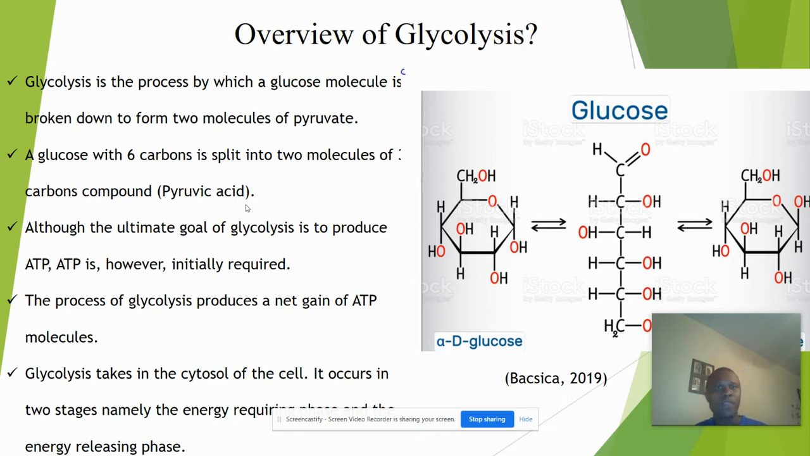Again, the ultimate goal of glycolysis is to produce energy. So it's also worth mentioning that the process of glycolysis produces a net gain in ATP. Otherwise, the process would be worthless if at the end we didn't have a net gain of ATP molecules. Glycolysis takes place in the cytosol of the cell. It occurs in two stages, and we usually break them down into the energy requiring stage and the energy releasing stage.